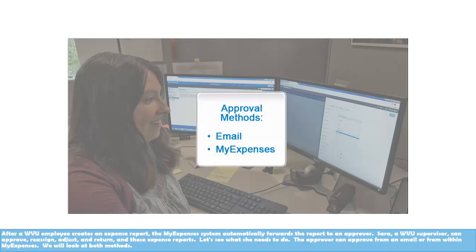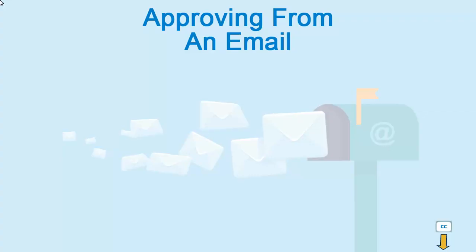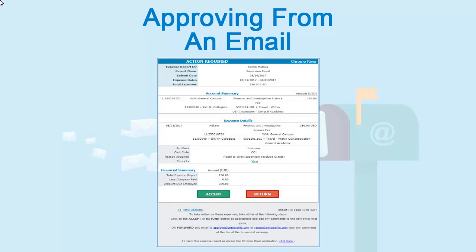The approver can approve from an email or from within My Expenses. We will look at both methods. After an employee creates an expense report, the approver will receive an email with details about the expense report. Details include the amount, the account that will be charged, and the type of expense. We'll first look at what happens when a supervisor accepts the expense report.